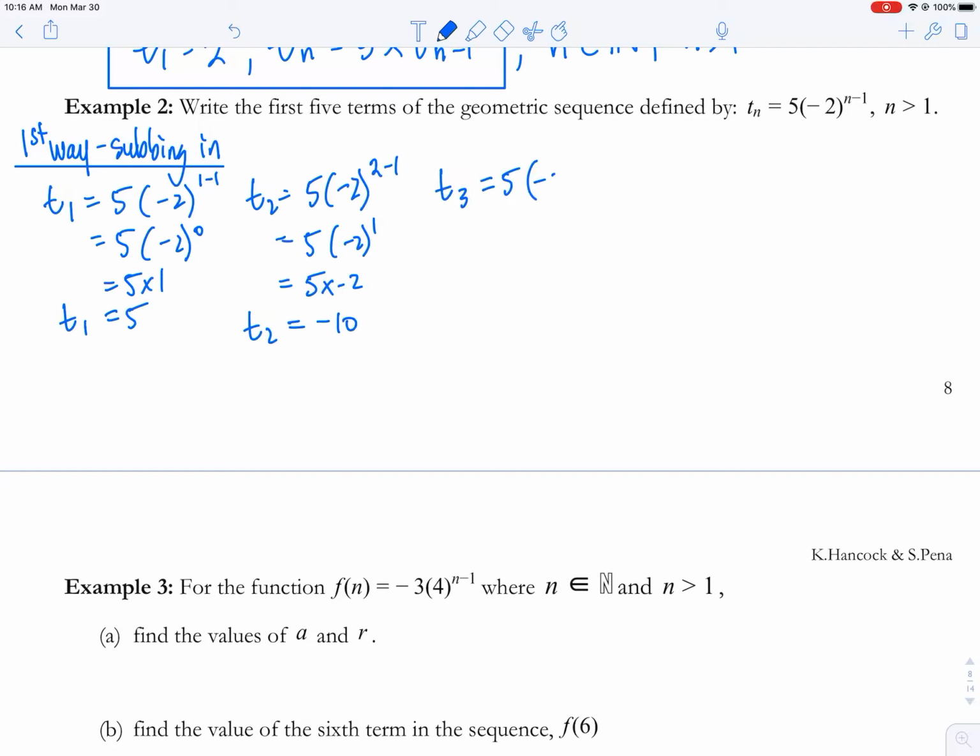t3 is 5 times minus 2 to the 3 minus 1. 5 times minus 2 to the 2. So that's 5 times 4. That's 20. So we could do that, and we could do all of them.